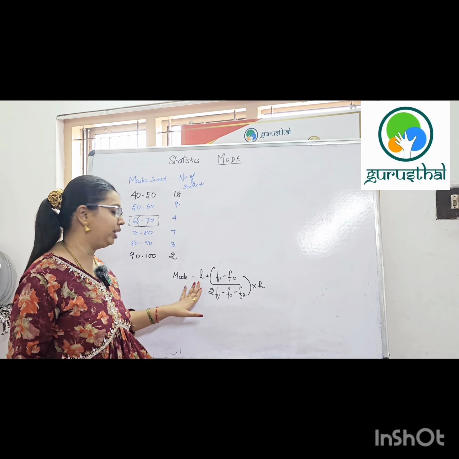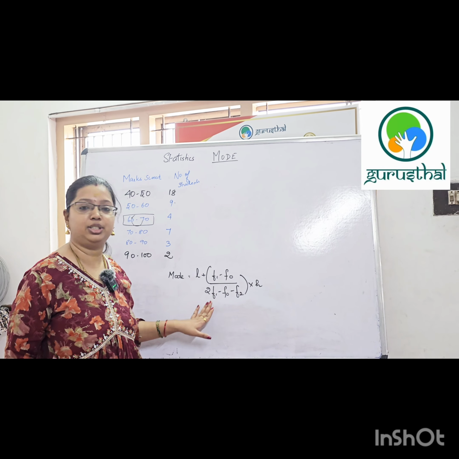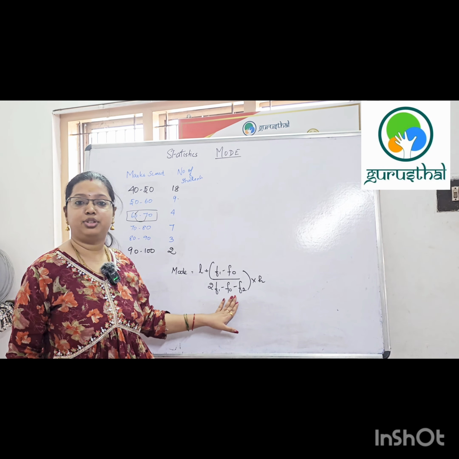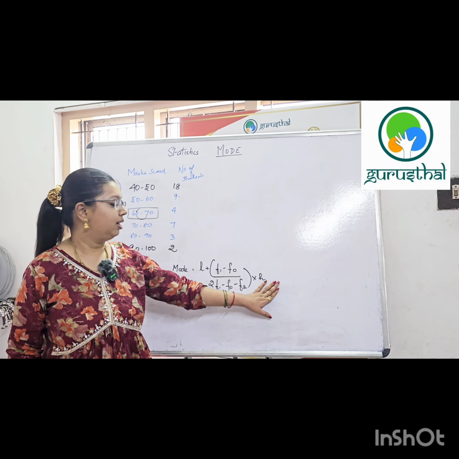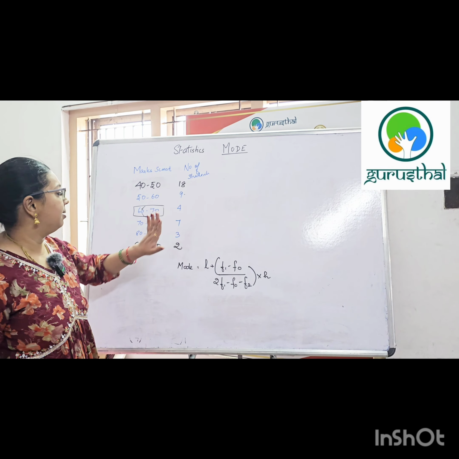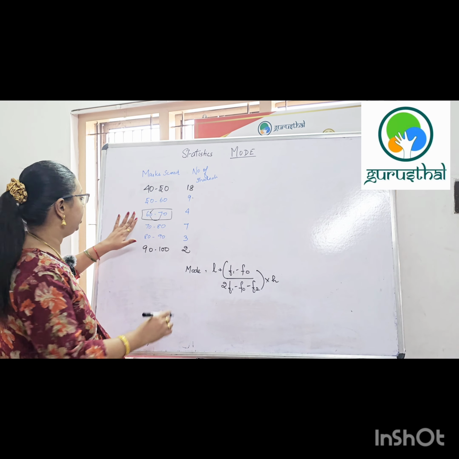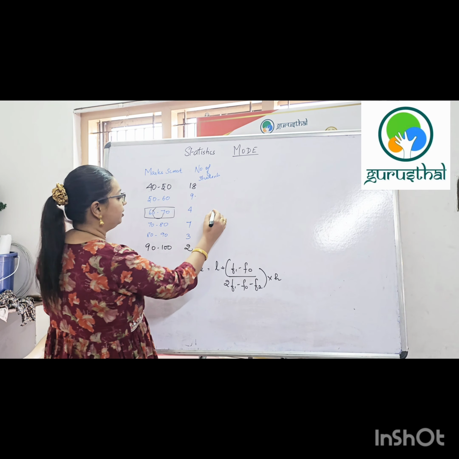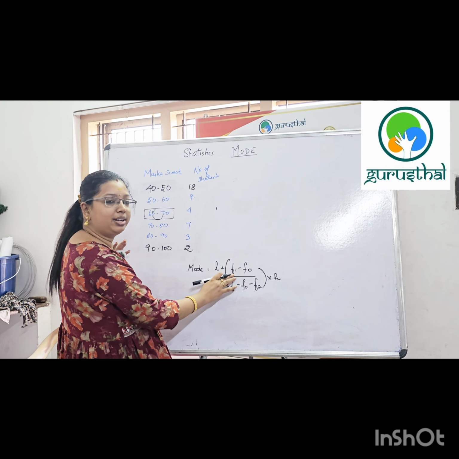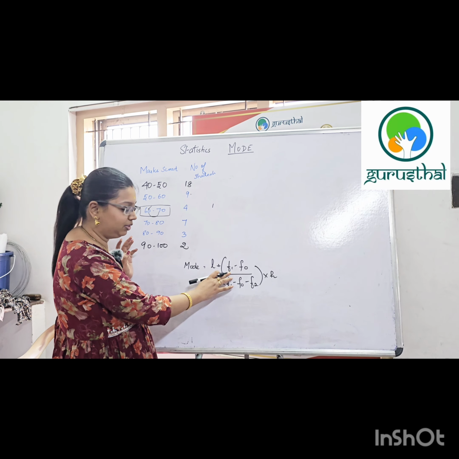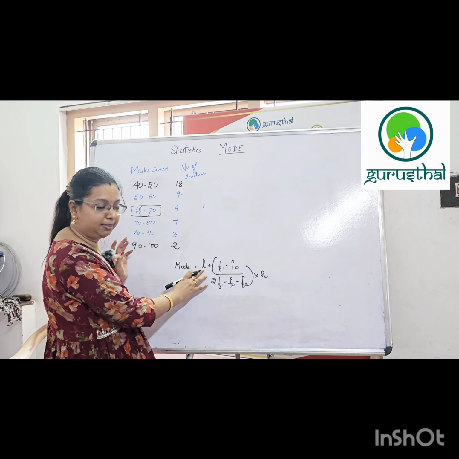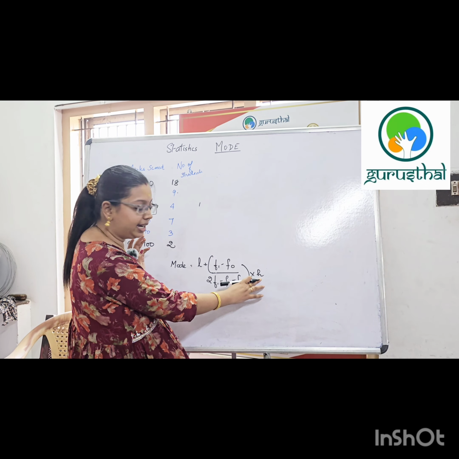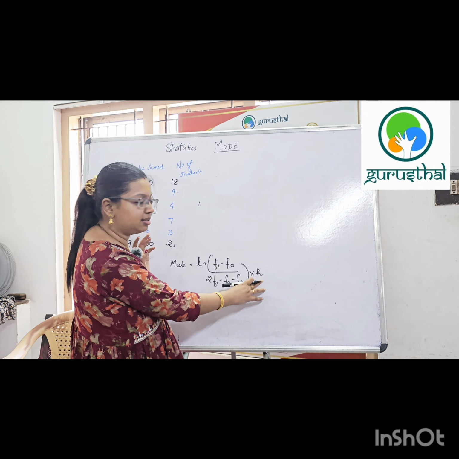Okay, so this is the example sum which we have taken, and we all know that the formula for mode is L plus (F1 minus F0) by (2 times F1 minus F0 minus F2) times H. F1 is nothing but the highest frequency, L stands for lower limit, and H is nothing but the height of the class interval.